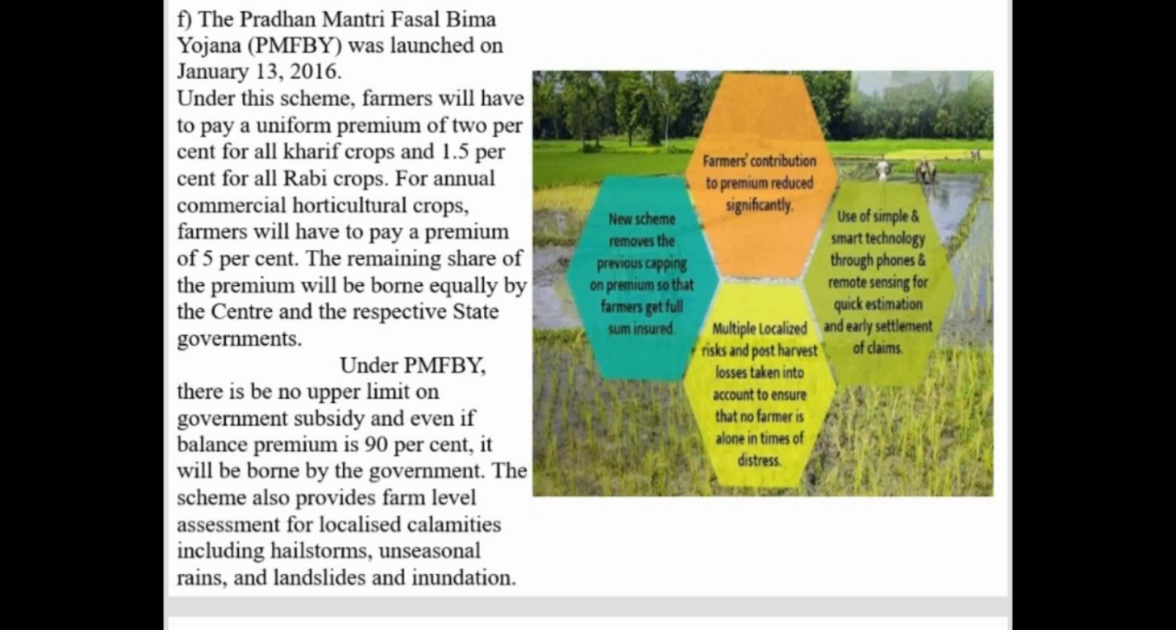Also, these natural calamities are of different types, right? Hailstorms, unseasonal rains will come, landslides will damage the crops, and inundation, which is nothing but floods. So here inundation means floods. Due to floods and other things, the crops get damaged. During such situations, under this program, the governments can even pay compensation. Along with the insurance they have as protection, they also get such compensation from governments. So this is about the Pradhan Mantri Fasal Bima Yojana program.